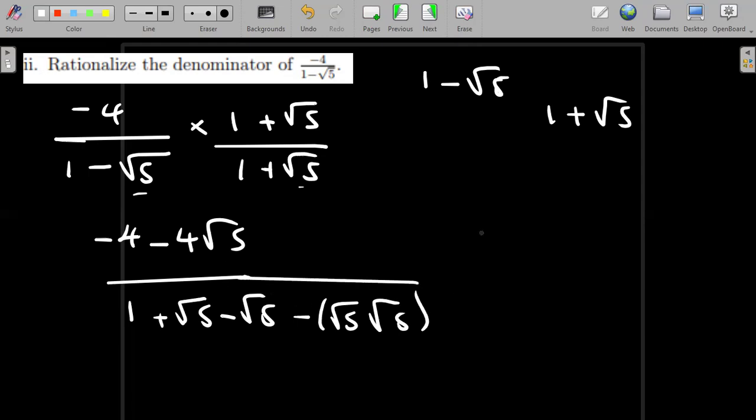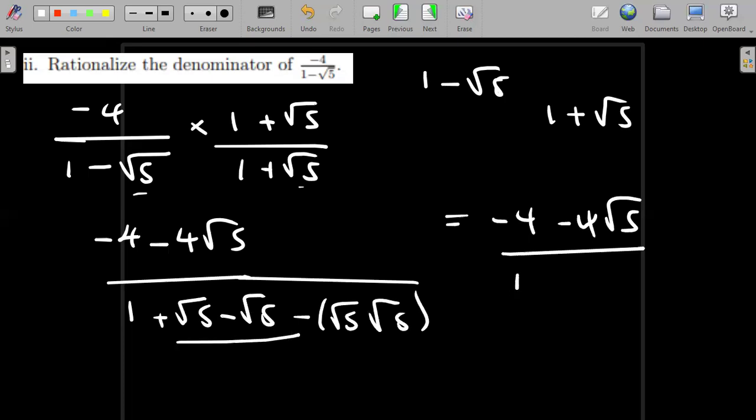So on top, you're going to get 4 minus 4 root 5. Then down, these here will subtract, you get 0, and you get minus. Then when you multiply these roots, they will cancel out, and you just remain with 5. So you have 5 there. Then that will give you negative 4. So you have 4 minus 4 root of 5.